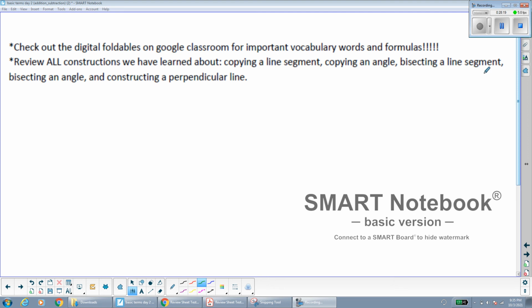Please also make sure that you know your formulas. There's only 2 formulas that we really talked about so far, the distance formula and the midpoint formula. So please make sure that you do know those 2.